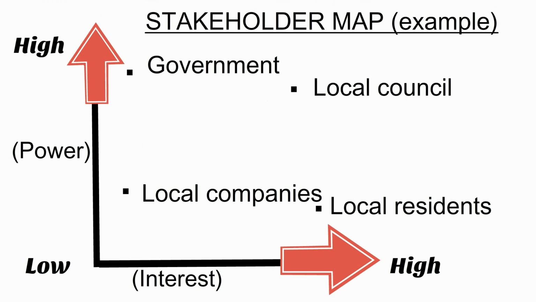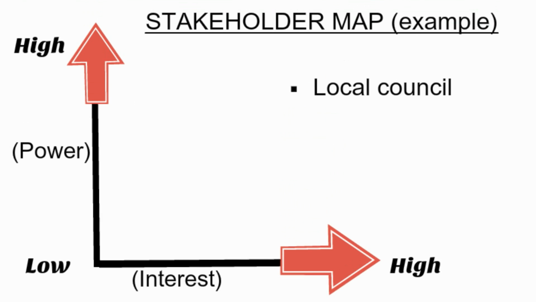Now, let's look at each stakeholder group in turn. High power, high interest. The local council. The local council need to approve the festival plans, bearing in mind safety, road congestion, things like that. The council might also see the festival as good for the local economy. These stakeholders, that's the council, should be given most attention. They need to be closely managed.